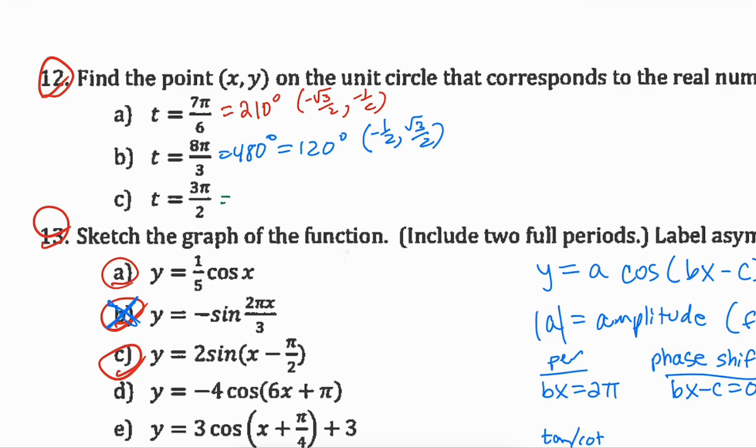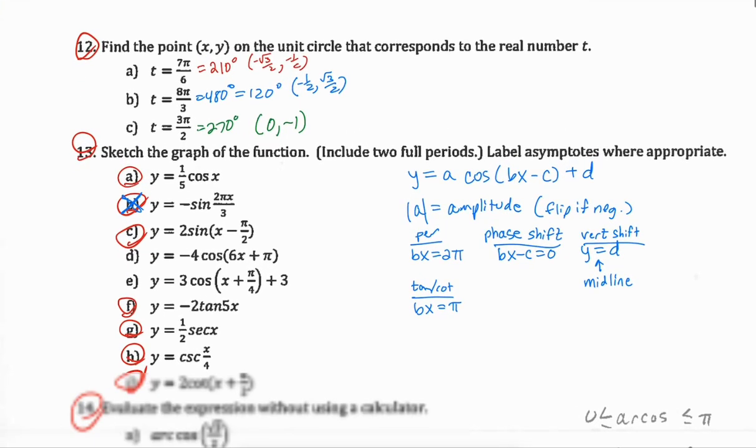3 pi over 2 is 270. 270 on the unit circle is the point 0, negative 1. So there's 12.